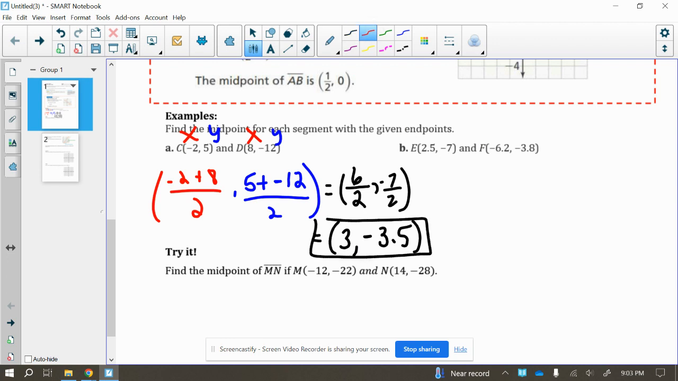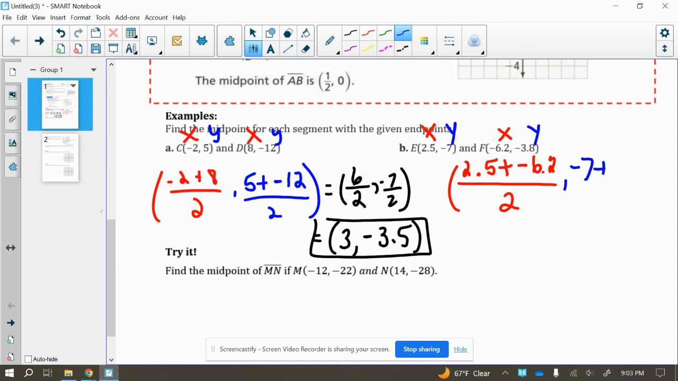Our next example, we deal with some decimals. Again, take your two x values, add them up. So 2.5 is the x value of coordinate E. -6.2 is the x value of coordinate F. And then we do the same thing with our y's.